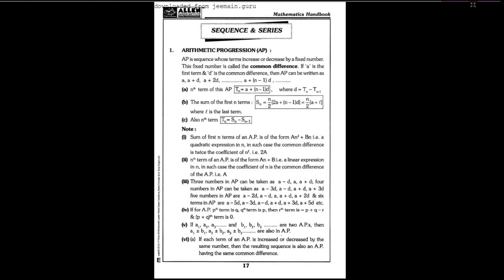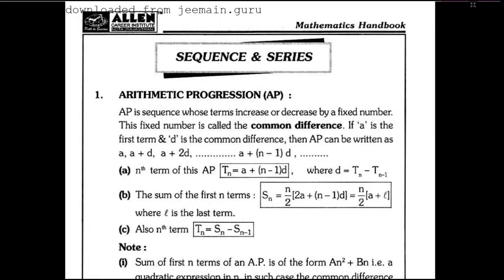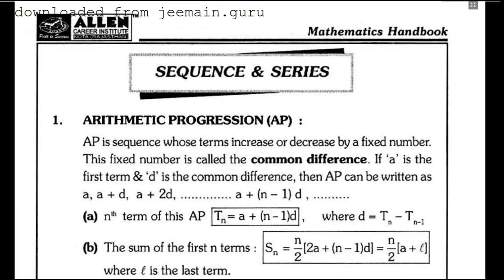पहला सीक्वेंस एंड सीरीज़ में आता है अरिथमेटिक प्रोग्रेशन, जिसे हम एपी कहते हैं। AP is a sequence whose terms increase or decrease by a fixed number. This fixed number is called the common difference.